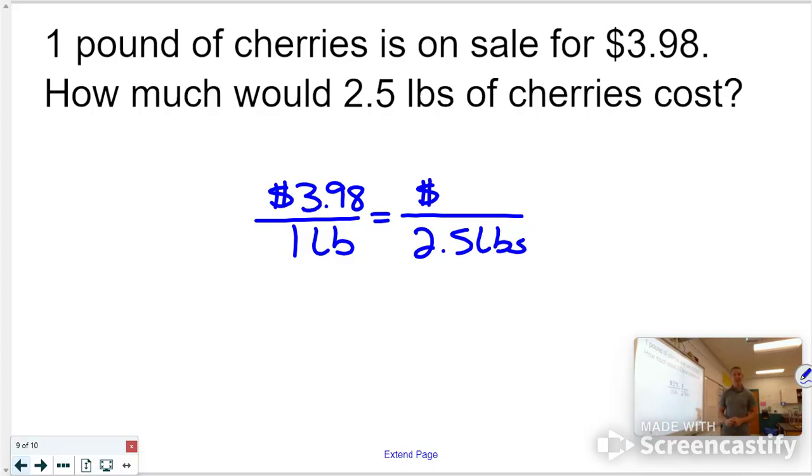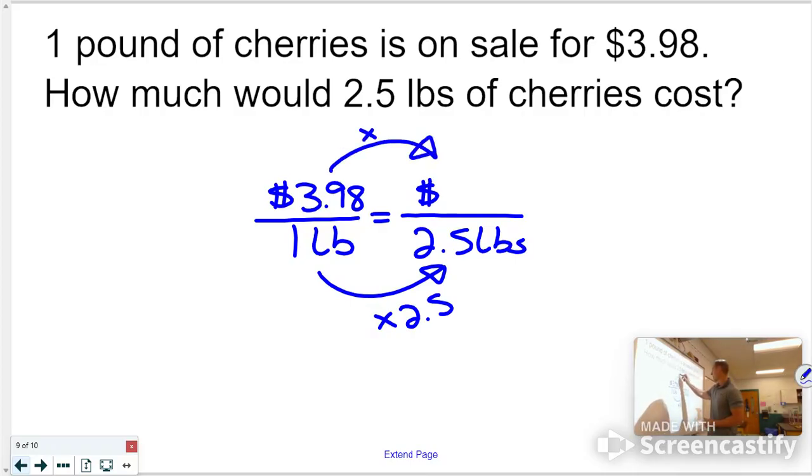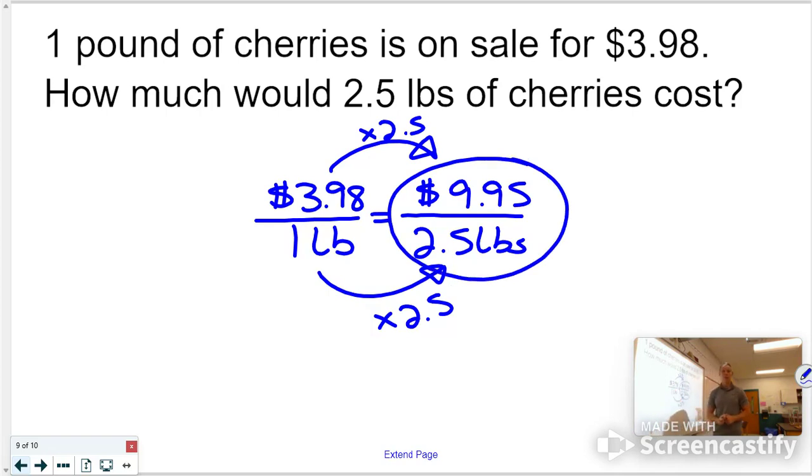Again, we got money on top. So on this one, we have the unit rate. It's going to be easy to scale that up to 2.5 pounds. That's 2.5 times as many pounds of cherries. So we can do $3.98 times 2.5, and we're going to get $9.95 for 2.5 pounds of cherries.